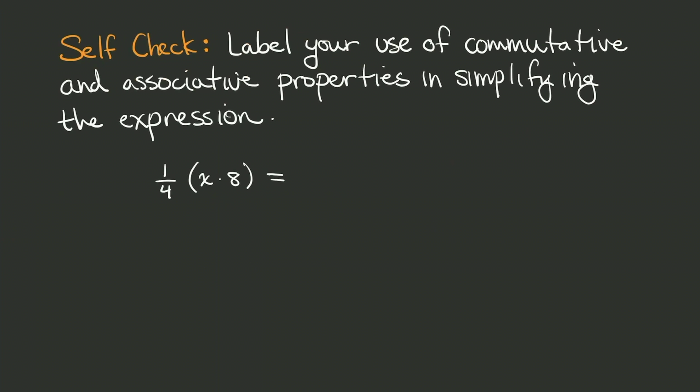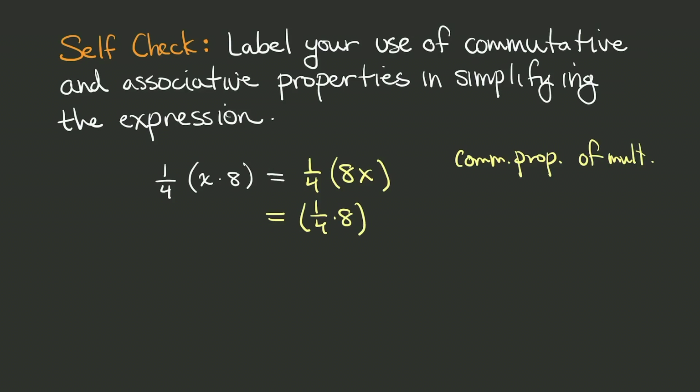The first thing that I'm going to do is commute x and 8. So I'll have 8x, and this is the commutative property of multiplication that I'm using here. And then what I want to do is use the associative property to move the parentheses and write this as (1/4 times 8) multiplied by x. So I'll label this as the associative property of multiplication. Now, 1/4 times 8 is the same as 8 divided by 4, which I could write as 2. So I have 2x.